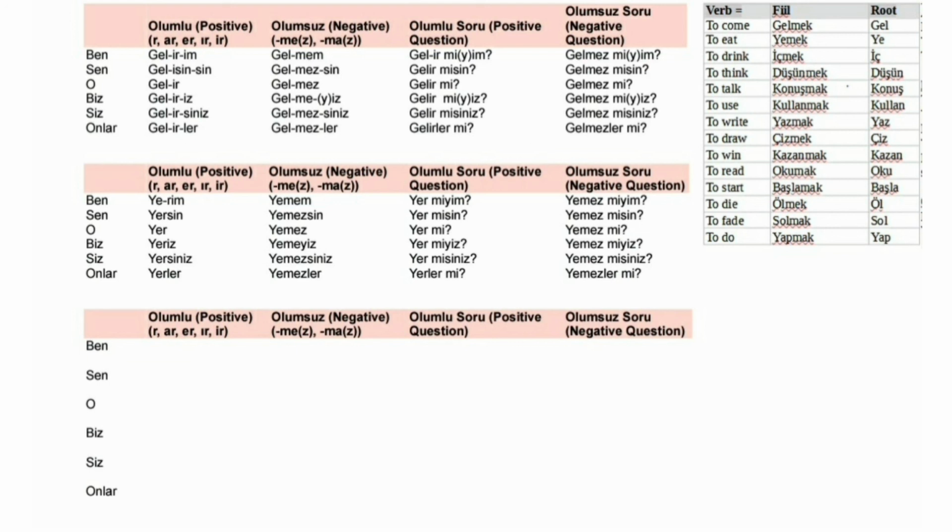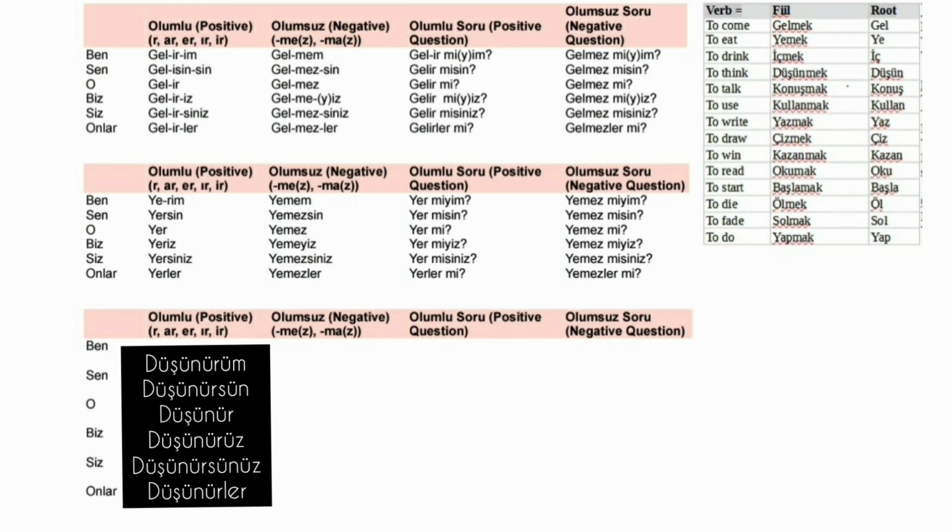So, let's take another example. Düşünmek. So, what's our root? Düşün. Let's start with positive form, olumlu hali. Düşünürüm. Düşünürsün. O düşünür. Biz düşünürüz. Siz düşünürsünüz. Onlar düşünürler. What about negative form?